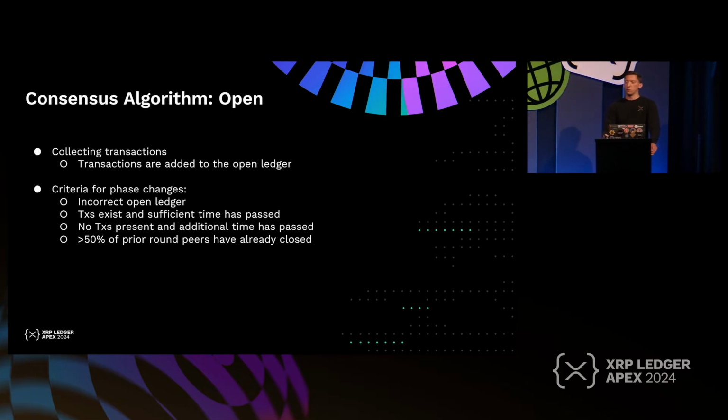So in the open phase, what's happening here? Our node is basically idle in the consensus phase, and it's waiting a certain period of time in order for transactions to be propagated through the network and build up in its open ledger. It's able to actually advance to the next phase based on these different criteria. If we are working on the incorrect open ledger, our node might have fallen out of sync or disconnected temporarily. It'll first make a request to receive that most updated ledger.